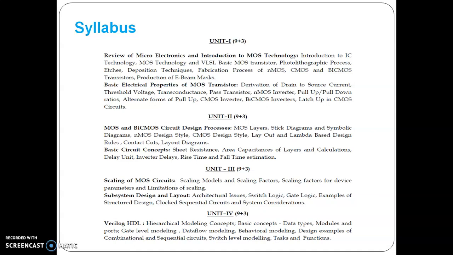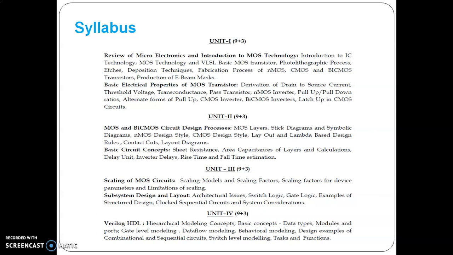Under this, you will first learn about IC technology, followed by the MOS transistor, how the MOS transistor is built up, and how the characteristic curves are defined for MOS transistors. Then you will learn the different types of fabrication processes, like the photolithographic process, etching and deposition.